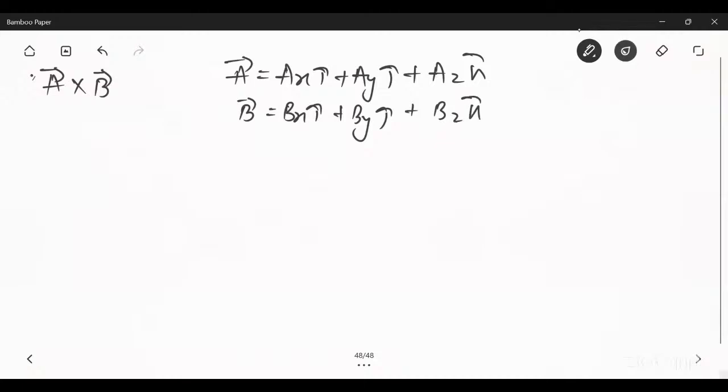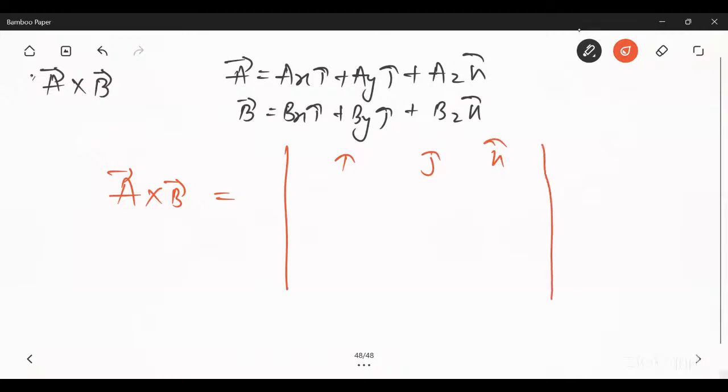Now multiply A with B. On finding A cross B, you will get a determinant of i, j, k. This is the method to solve. Firstly, you have to write the coefficients of i, j, k of A below i, j, k, so AX, AY, AZ. Now, in the second line, you have to write the coefficients of B vector below, so BX, BY, BZ.